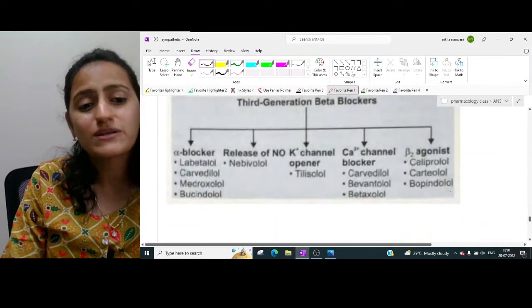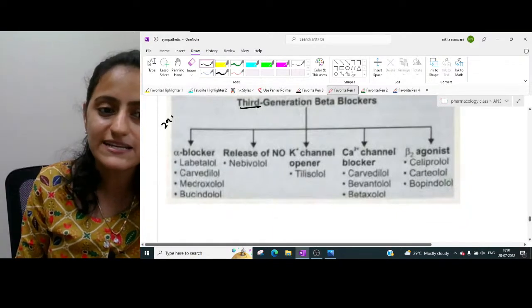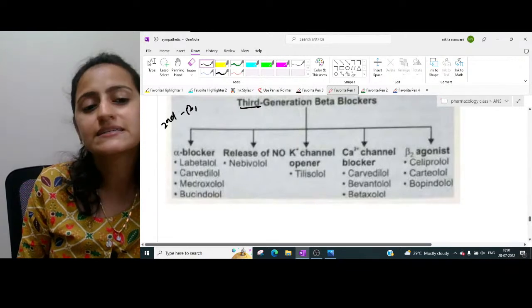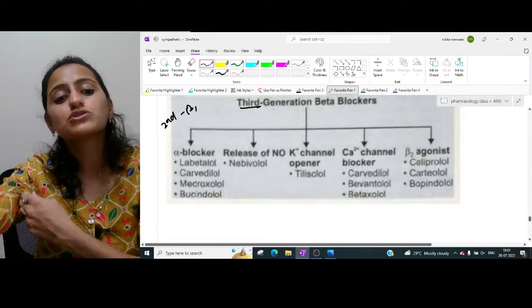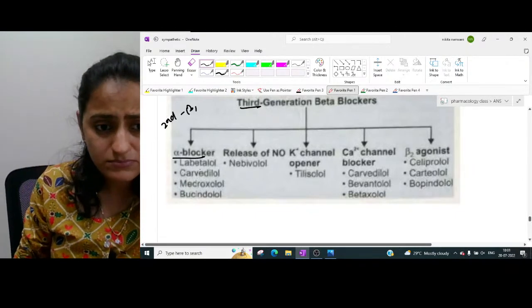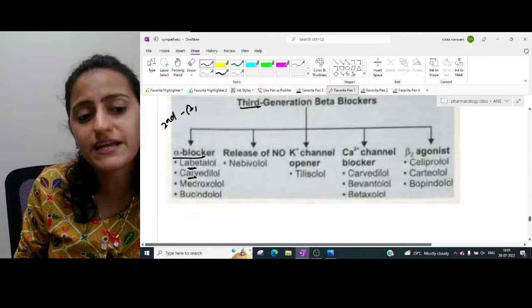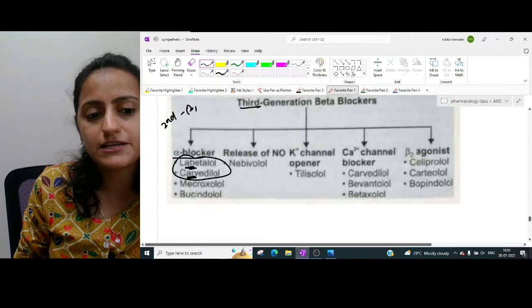Okay. Now, which are the third generation beta blockers? First generation is non-selective. Second generation is beta 1 selective. Third generation means they have additional actions, additional vasodilatory action. So, additional alpha blocker, it is your labetalol and carvedilol that are important. Remember AB and you have carvedilol.